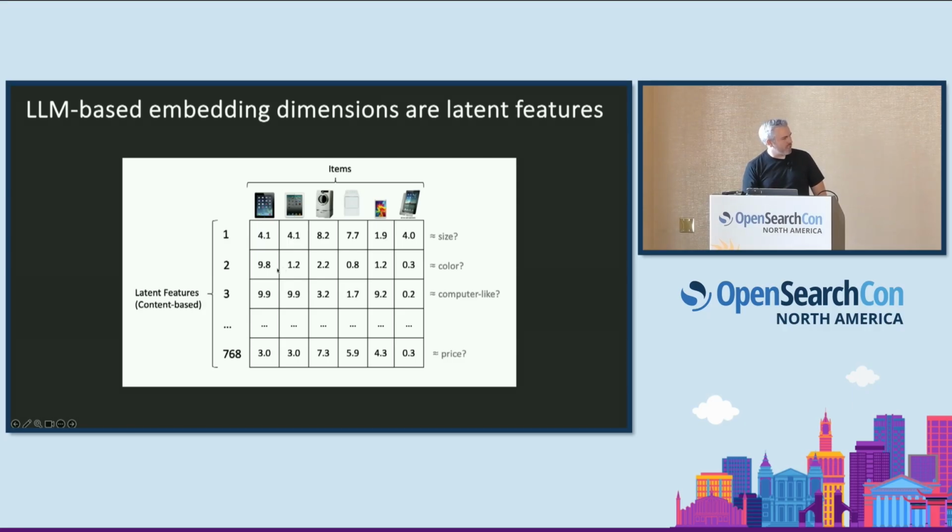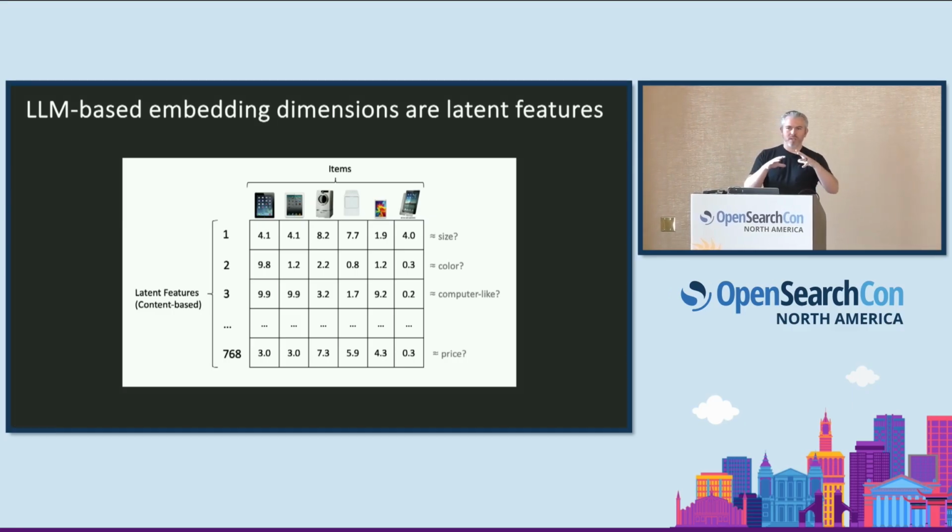If I look at this particular dimension, it roughly corresponds with color, where black things tend to have a higher value, and things on the white side of the color spectrum tend to have this value, et cetera. This roughly corresponds with, is this computer-like? This dimension roughly corresponds with price. And in practice, because these are latent features, they're spread across lots of different dimensions. It's not as clean-cut as this, but conceptually, there are these fuzzy mappings of concepts across the data.